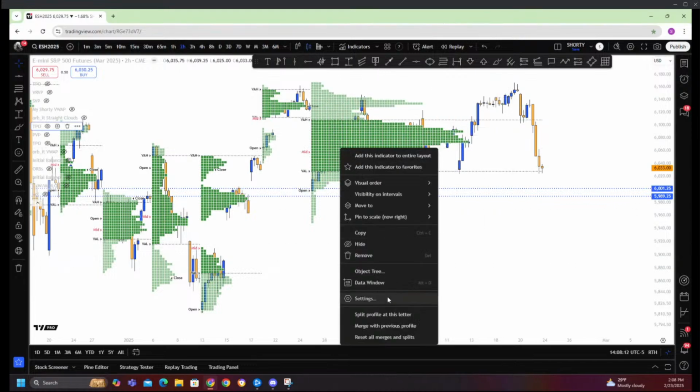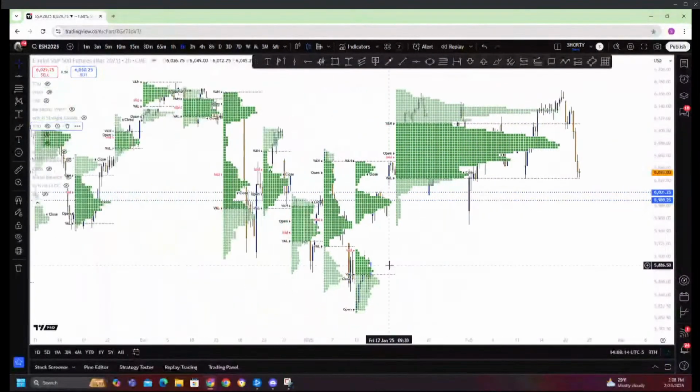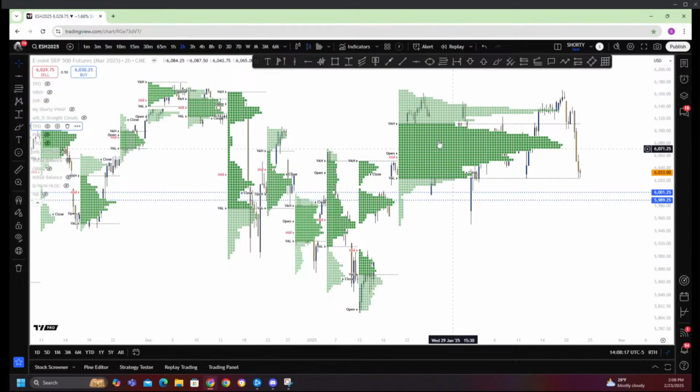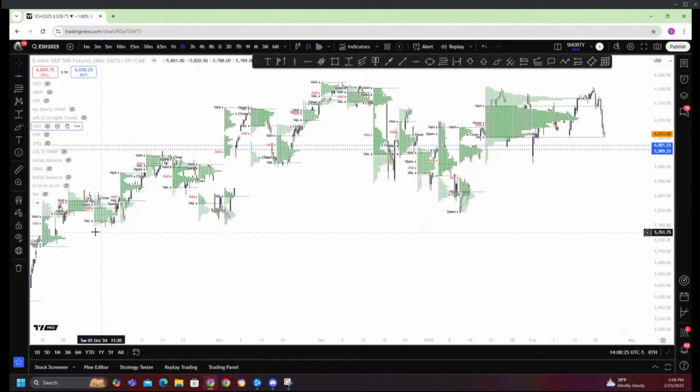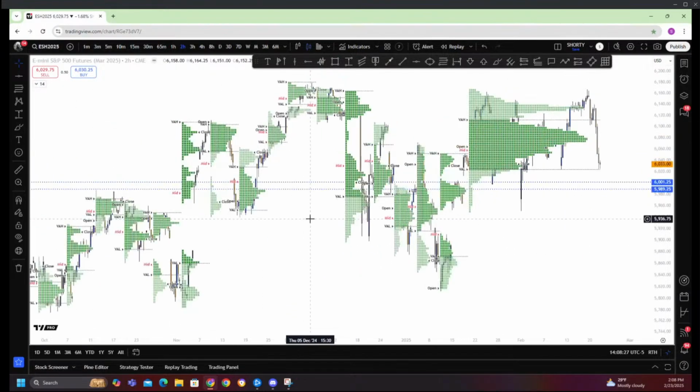I'm just gonna merge these profiles here so you guys can see it. Yeah, it just looks merged. A perfect buying opportunity. So if I wanted to sell here, probably not the best idea to sell here. So what could you see tomorrow on weekly time frame?